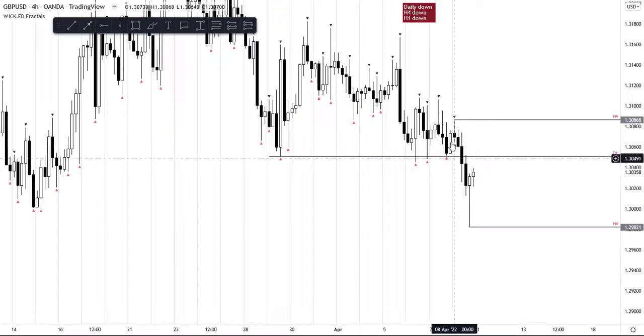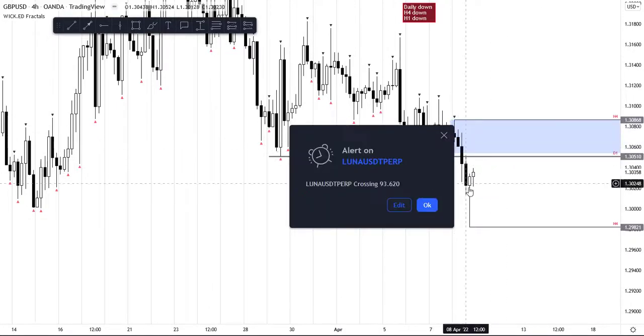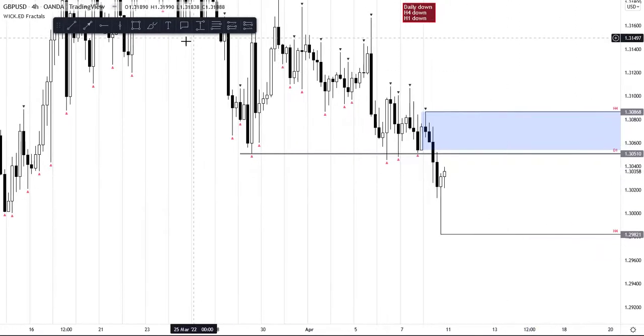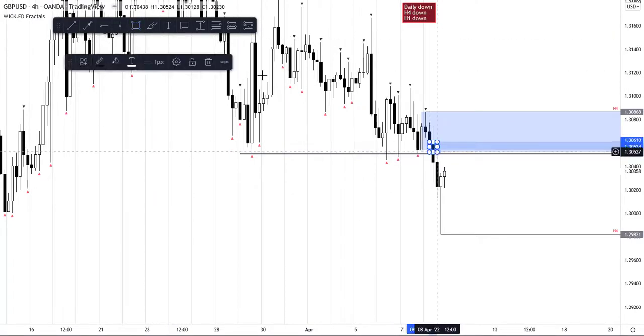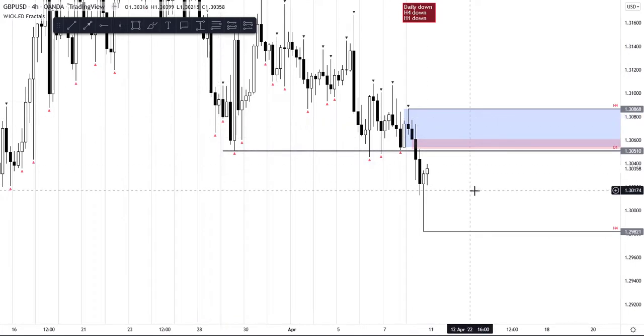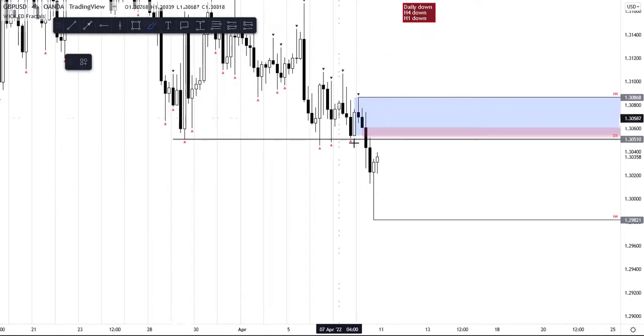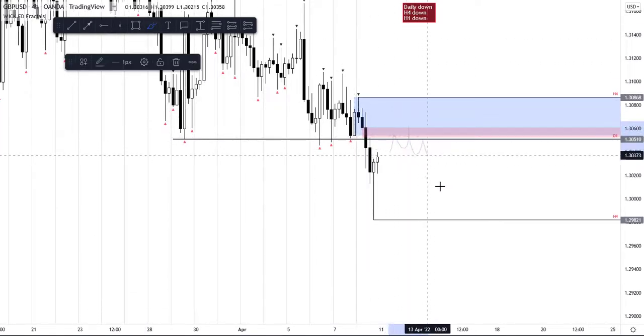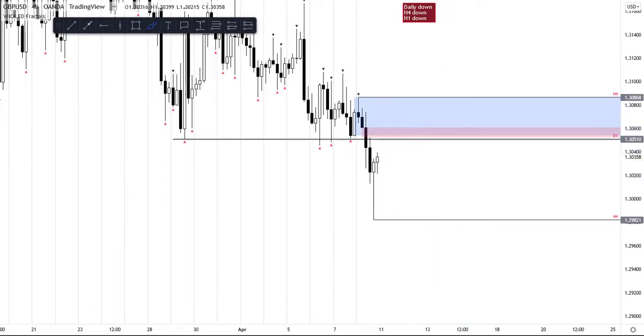Also, it broke the structure at the 4 hours, so it's in the expansion phase as well. As you see, there is a clear order block that was able to break the structure without interruption of any up close candle. So I mark this order block, and afterwards I mark this fair value gap. Sorry for the alarms. I mark up this order block and this fair value gap.